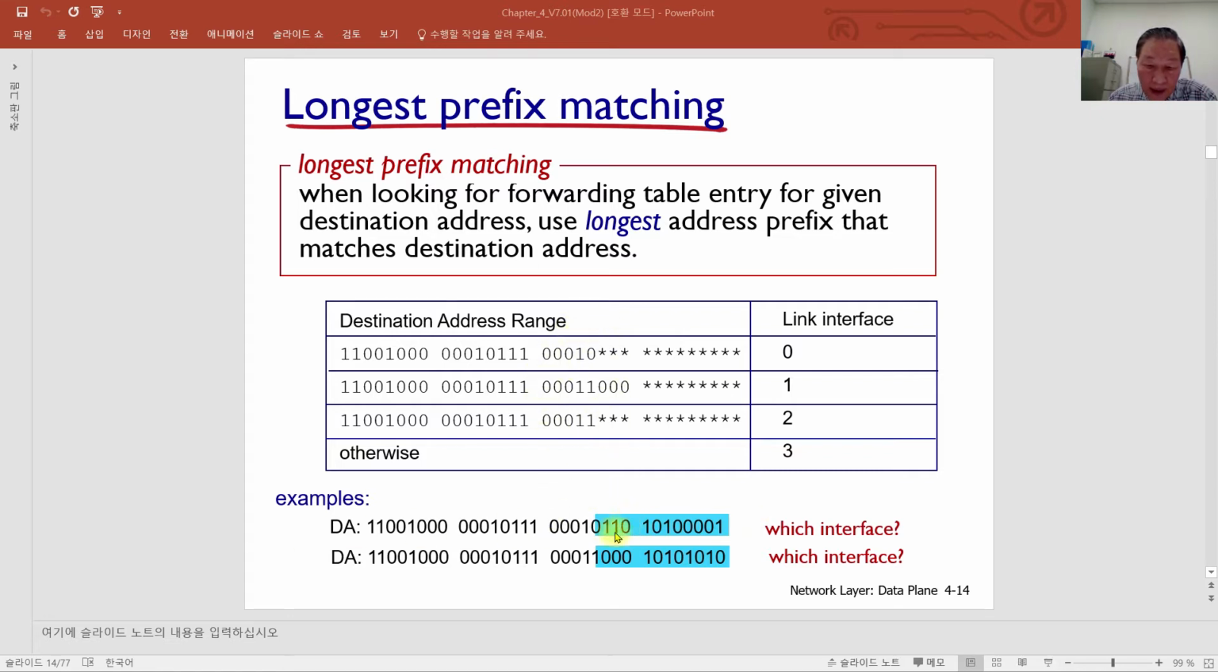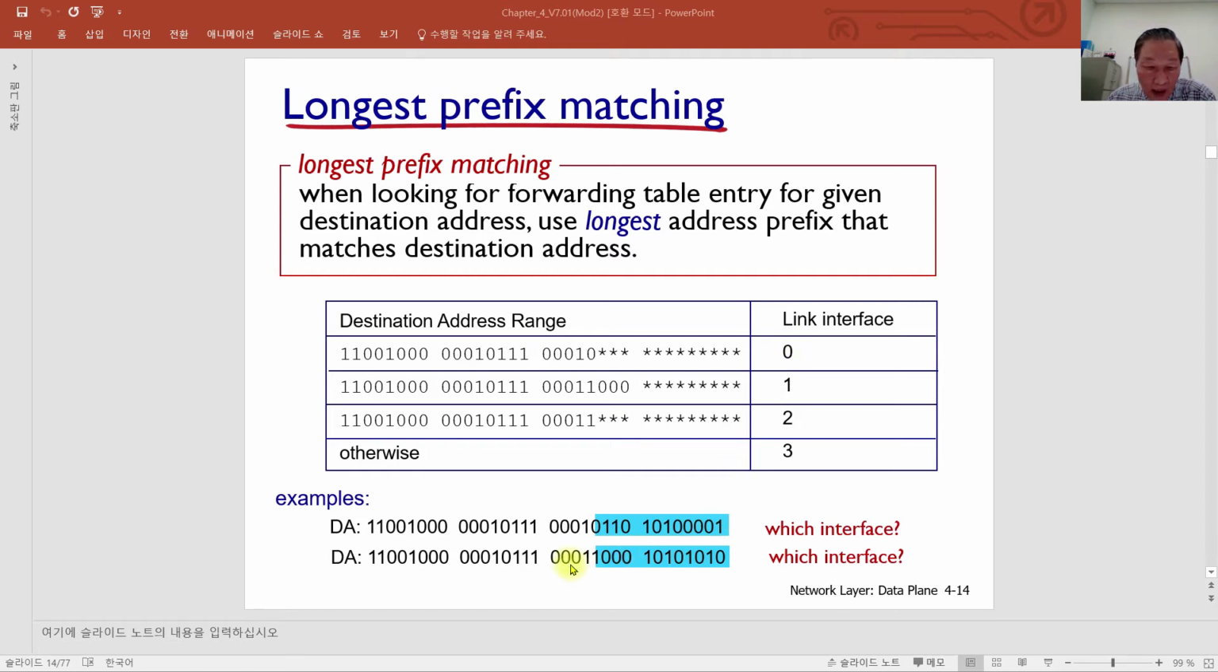This part is 00010 110. 00010 is matched, and the others are different, right? There is no other 00010. This one is selected. Thus this one is the forwarding link interface, and our packet will be forwarded using this link interface.